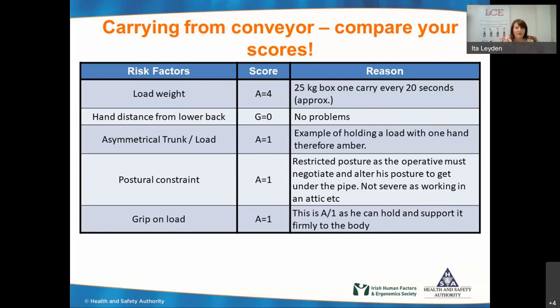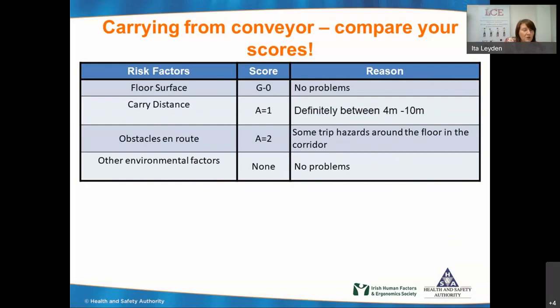Then we capture that it's holding it in one hand asymmetrically, so it's A1. Postural constraints, it's going under the pipework. That is one postural constraint, so we score that in amber 1. And then the grip on the load is amber 1 as well. It's your standard pommel grip there. Floor surface, we're giving green 0. We estimate there between 4 and 10 meters for a carry distance, so we're saying an amber 1 there. And the obstacles en route, we're saying there are two different types of obstacles there. There's trip hazards, and then there is a narrow doorway.